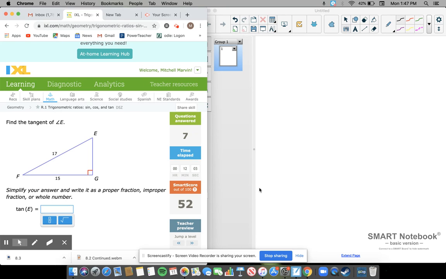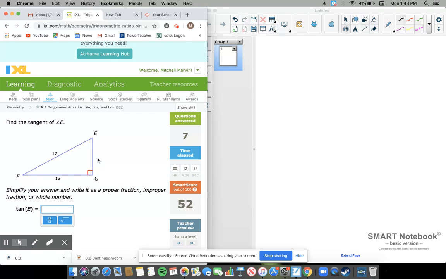Now, today I skipped up to 52 because I thought the first part was pretty easy. I shouldn't say easy. The questions I was getting, it seemed to be not with the issue of setting up, of knowing opposite over hypotenuse when they gave you all three numbers. This is when the IXL starts to get a little tricky with you, okay? Where it says something like the tangent of E, so we need opposite over adjacent, but we don't have the adjacent, okay?